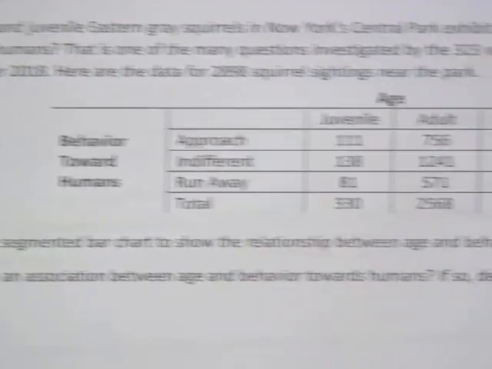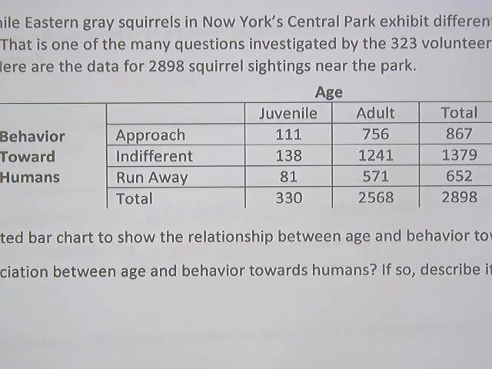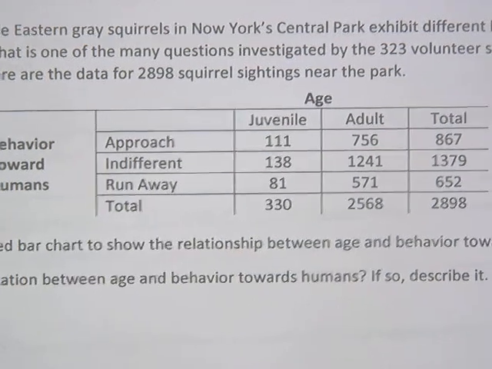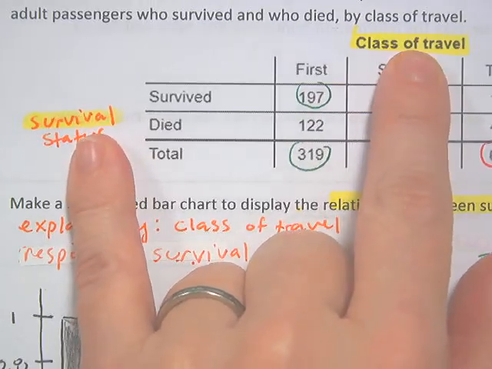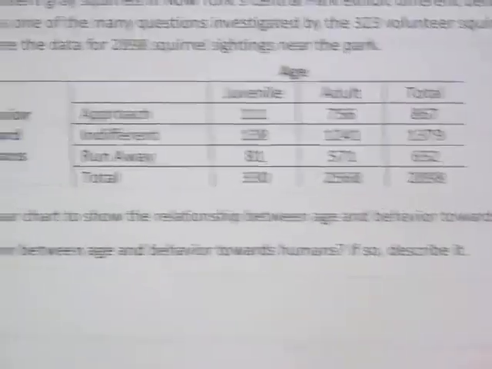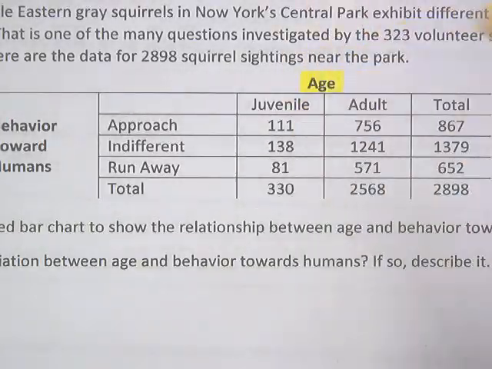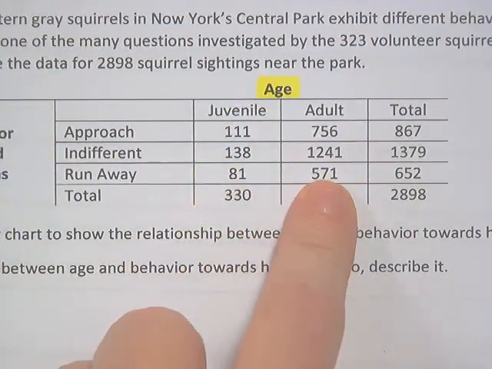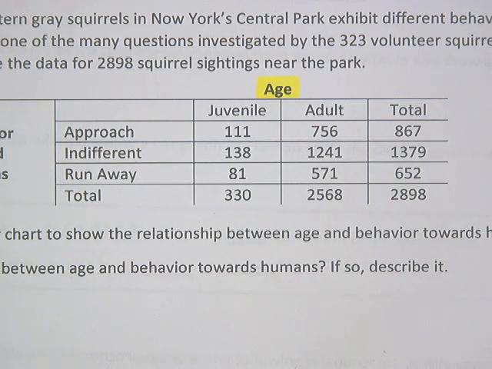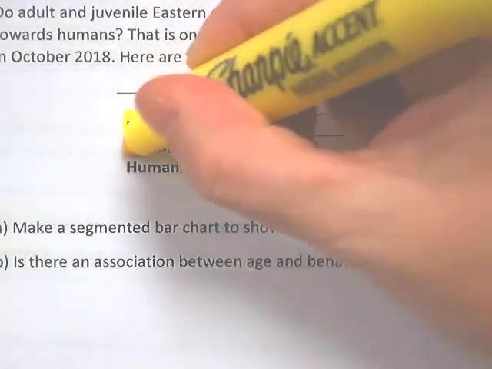What are the two variables? If you're staring at this two-way table, what are the two variables? I'll give you a hint. The two variables here were class of travel and survival status. So what were you saying? Age and behavior. Age is one of the variables. Are the squirrels young or old? Are they juvenile or adult? So that's one of the variables. And the other variable is behavior towards humans.